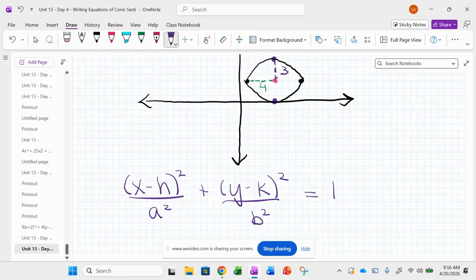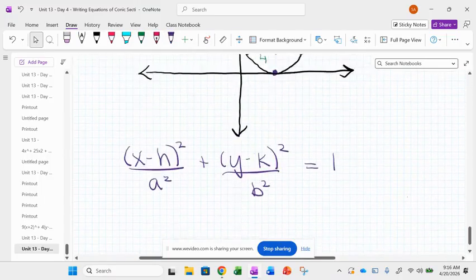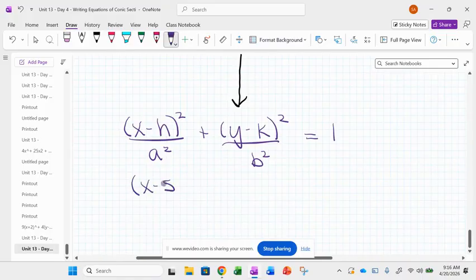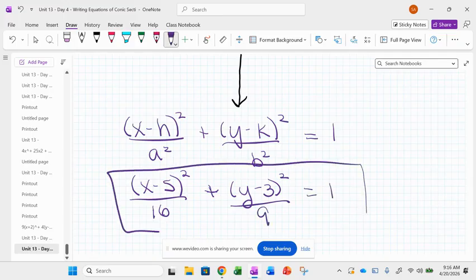And there's really not much algebra I need to do here because just from using the coordinates given to us, can I find a and b? Yeah, and I've already counted. My a is 4 and my b is 3. And my center was already given as 5, 3. So this is going to be x minus 5 quantity squared over 16 plus y minus 3 quantity squared over 9 equals 1. Not so bad, right?